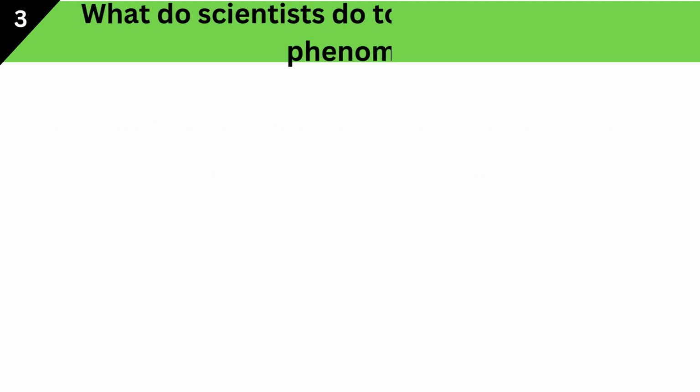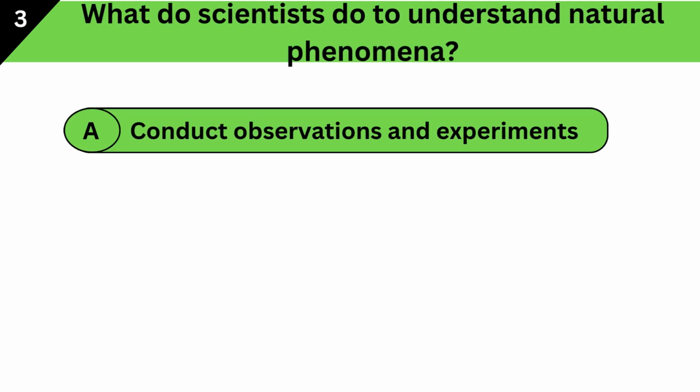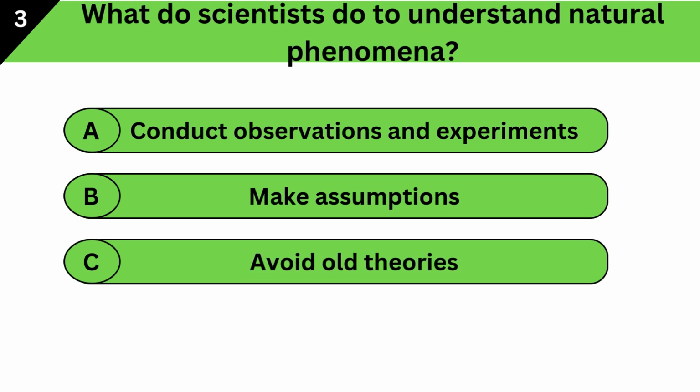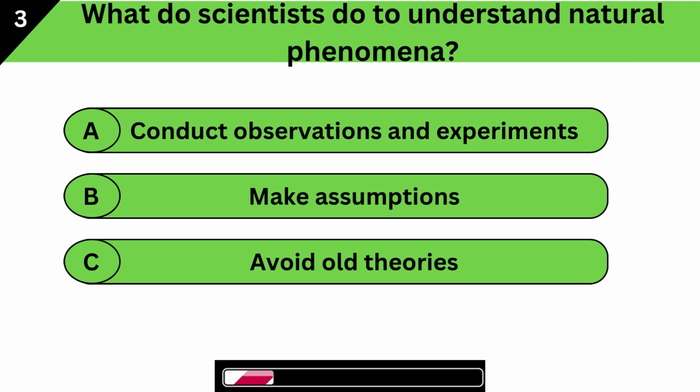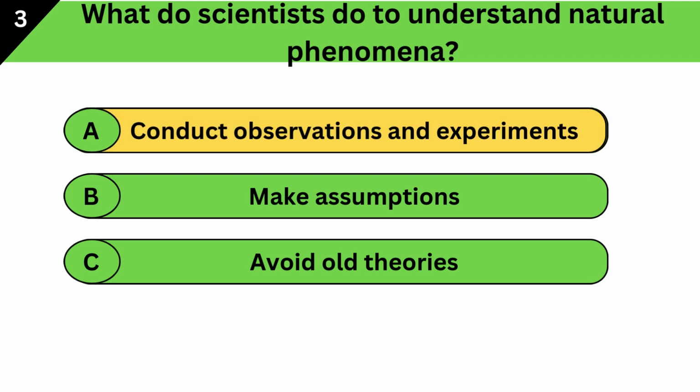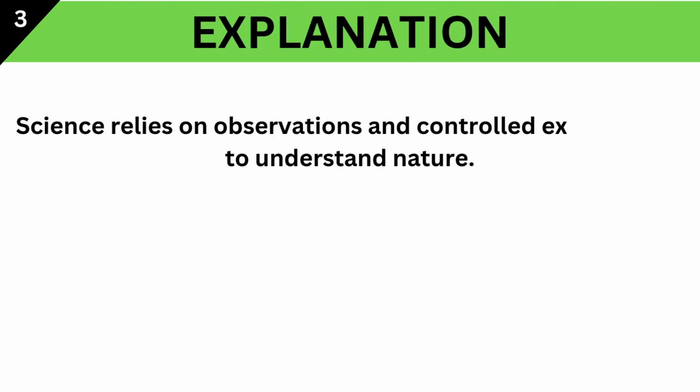What do scientists do to understand natural phenomena? Option A, conduct observations and experiments. Option B, make assumptions. Option C, avoid old theories. Correct answer. Explanation. Science relies on observations and controlled experiments to understand nature.